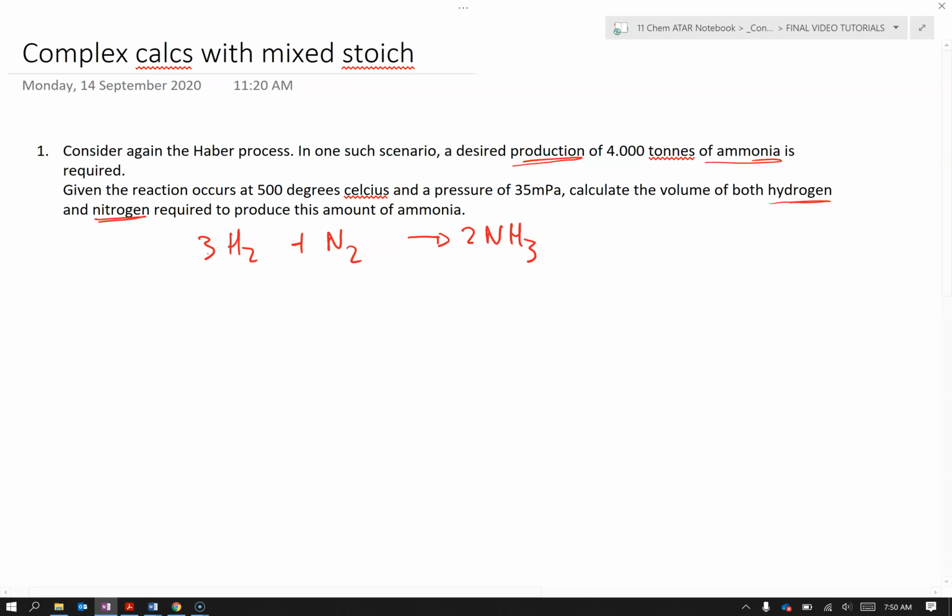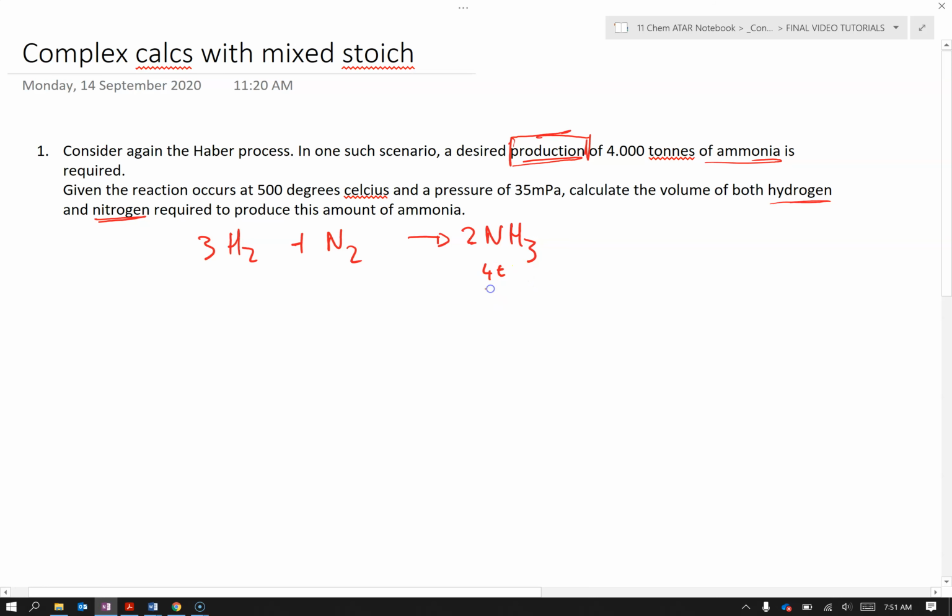One of the hardest parts about chemistry is being able to take limited information and think, how can I use my own chemistry understanding to make this make sense? So because we've got the word production there, we're going to write an equation, which we have done. So we've got 3H2 plus N2 to produce 2NH3. Now, our little question here is telling us that in one such scenario, 4 tons of ammonia is desired.